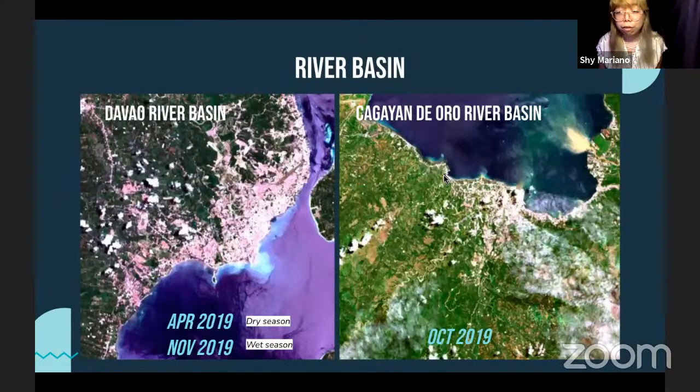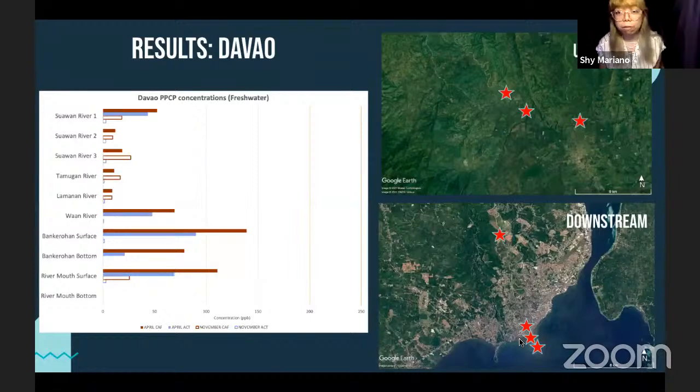Next, let's look at the river basins. We have major rivers draining into the sea. So we sampled along the river and then adjacent to the coastal waters. For Davao, we sampled during the dry season and wet season. For Cagayan de Oro, we only sampled during one month, in October 2019. Let's look first at the Davao results.